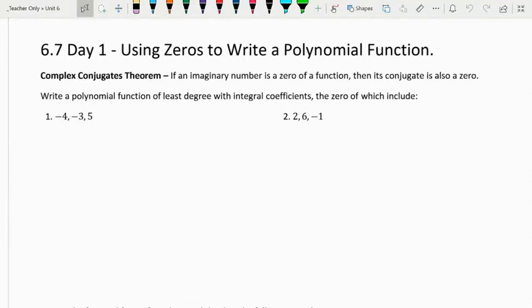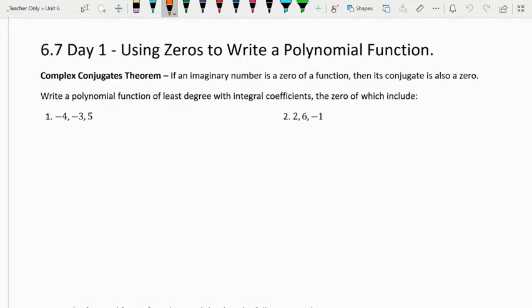6.7 day one is actually going to be a pretty quick video, but it is important for you as we approach the test. So the first thing we want to talk about is that sometimes we're going to be doing things a little bit backwards. This is one of those situations where you are working in the opposite direction.